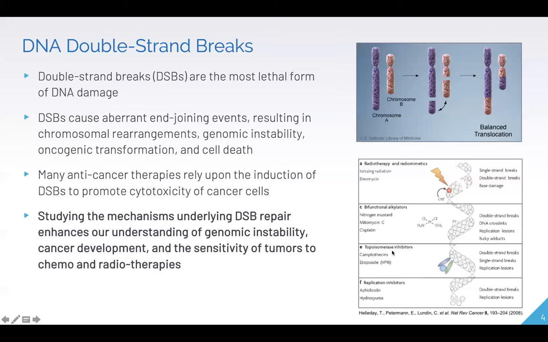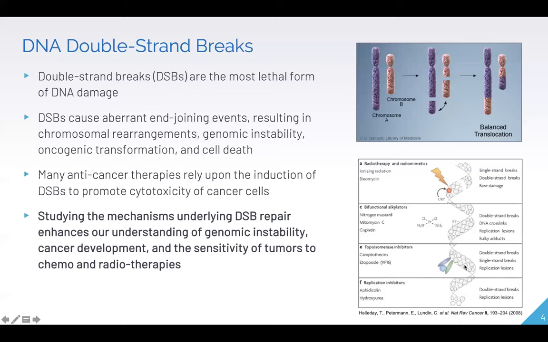Additional agents like topoisomerase inhibitors, these are also part of the chemotherapeutic regimens that are commonly used in cancer patients, and these cause double-strand breaks through some other mechanisms that primarily involve problems with replication forks, as well as the formation of replication fork blockers that ultimately result in double-strand breaks as well.